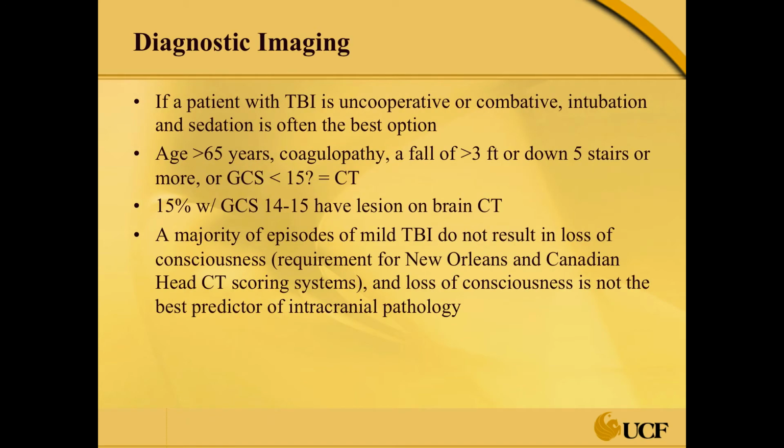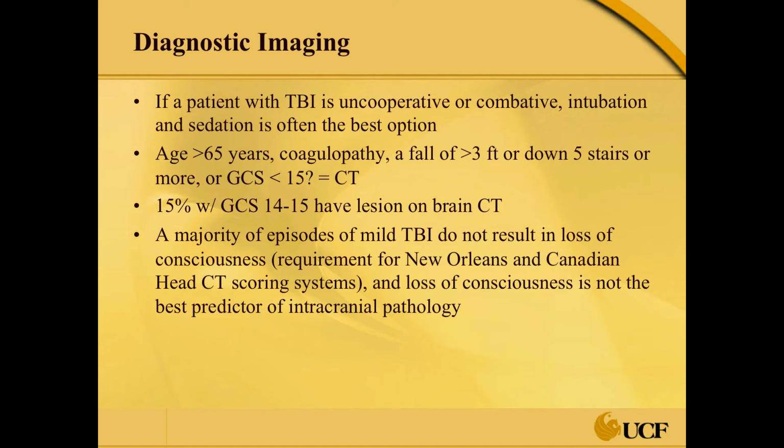If that TBI patient is uncooperative or combative, intubation and sedation is often our best option. If they're greater than 65, coagulopathic, or if they have a fall greater than 3 feet or down 5 stairs or more, or their GCS is less than 15, obviously we're going to get a CT scan. 15% of patients with a GCS of 14 or 15 do have lesions on the brain CT. A majority of episodes of mild TBI do not result in loss of consciousness, and loss of consciousness is not the best predictor of intracranial pathology.